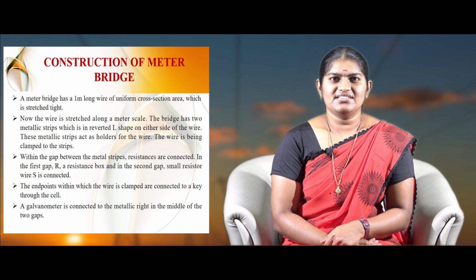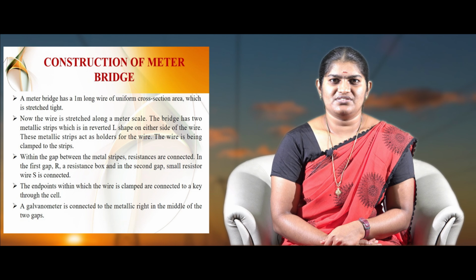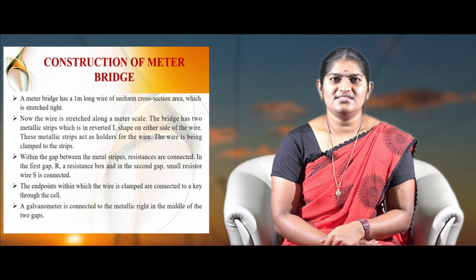Next we are going to discuss the construction of the Metre Bridge. The Metre Bridge consists of a wire 1 meter long with uniform cross-sectional area, which is stretched tight. Now the wire is stretched along the meter scale. The bridge has two metallic strips which are riveted on either side of the wire. The metallic strips are clamped on the wire. The wires act as a holder for the metallic strips. Within the gaps between the metallic strips, the resistors are connected.